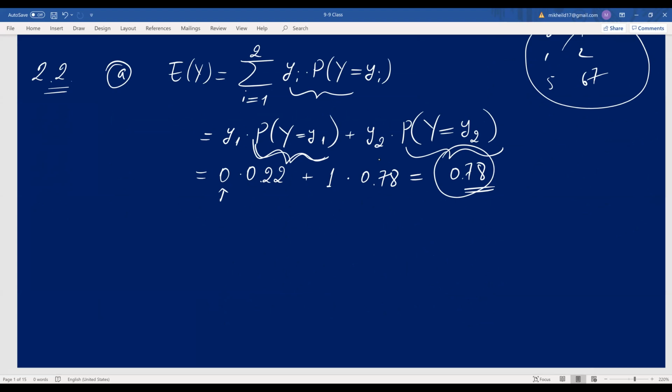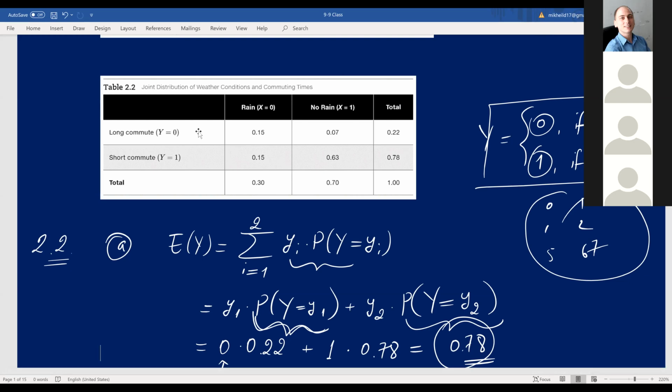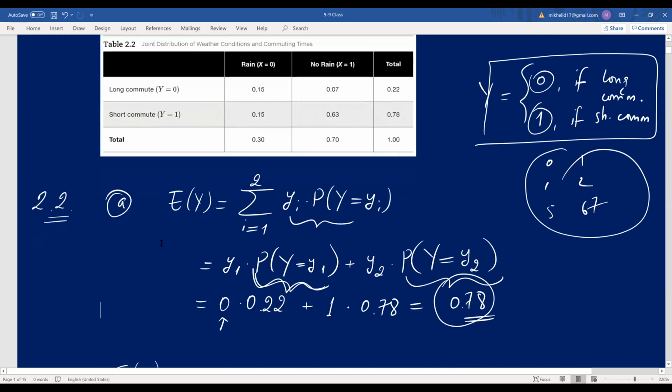Sorry, can you go over how y1 is equal to 0 again? Yeah, because from this table, it says y equals 1 is 0.78. Is that the same thing or is it different? So this tells you that 0.78 is the probability that the random variable y equals 1. So the probability that y equals 1 is 0.78, right? From this table. Did I answer your question? Yeah.